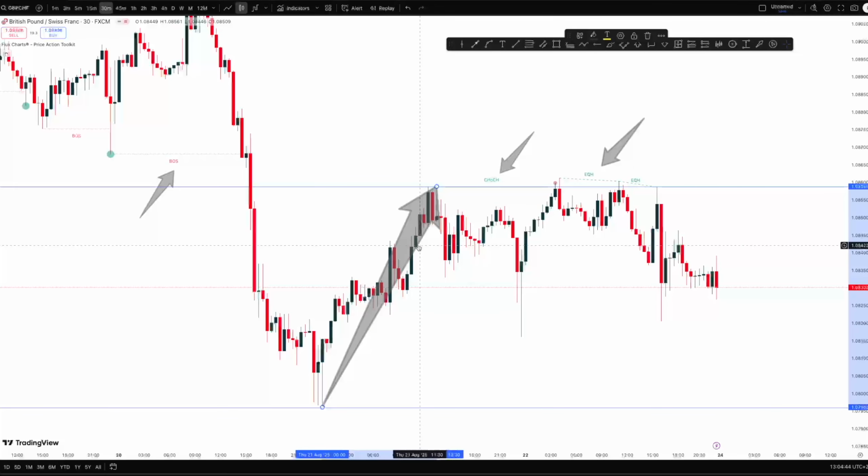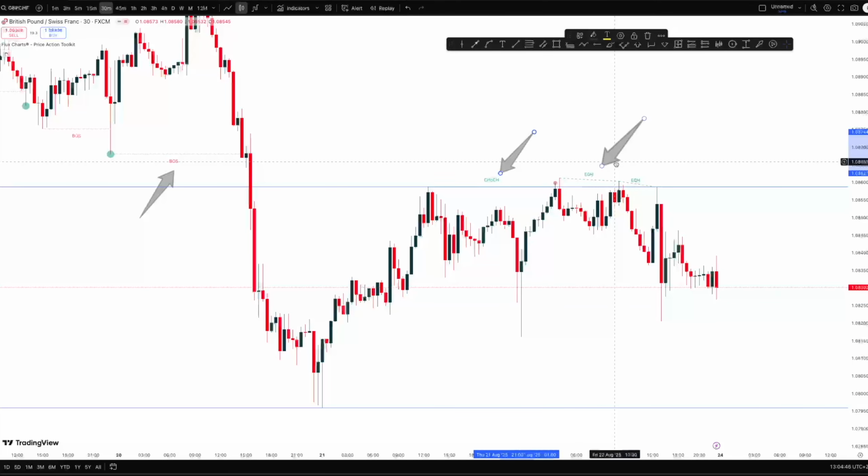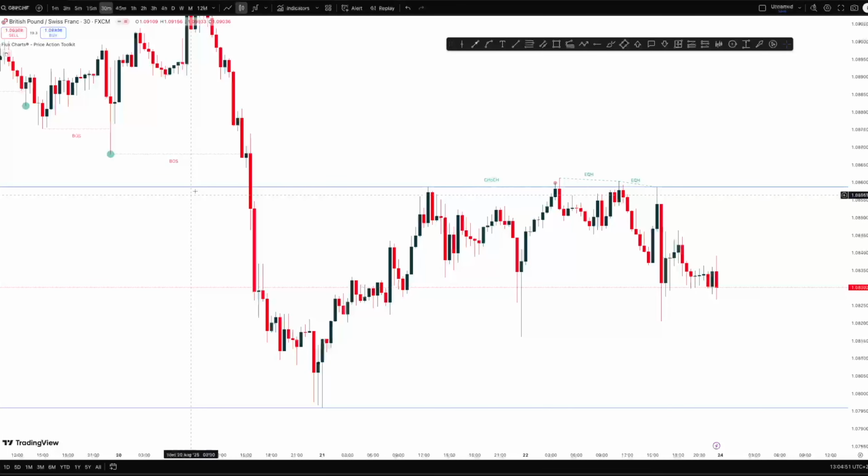I'll even show you my settings and how everything works, even how to get it. So firstly, let me explain how you can spot this break of market structure and change of character on a chart, and this indicator will minimize the time it takes to spot them on a chart.